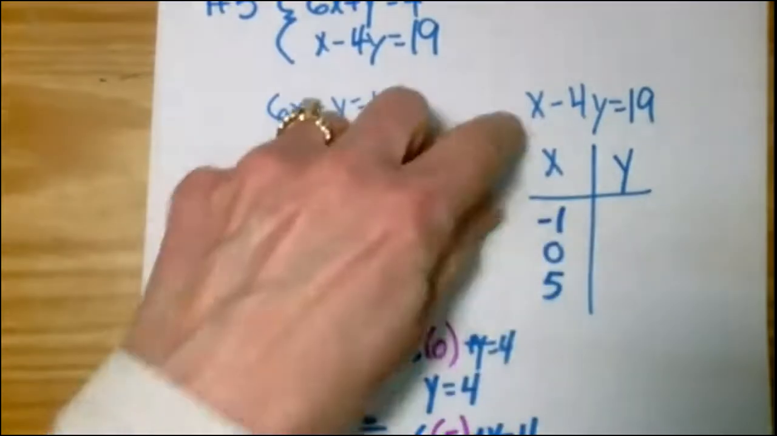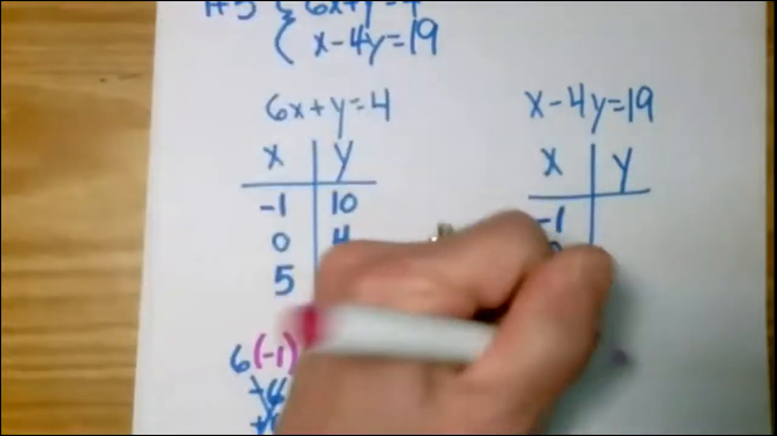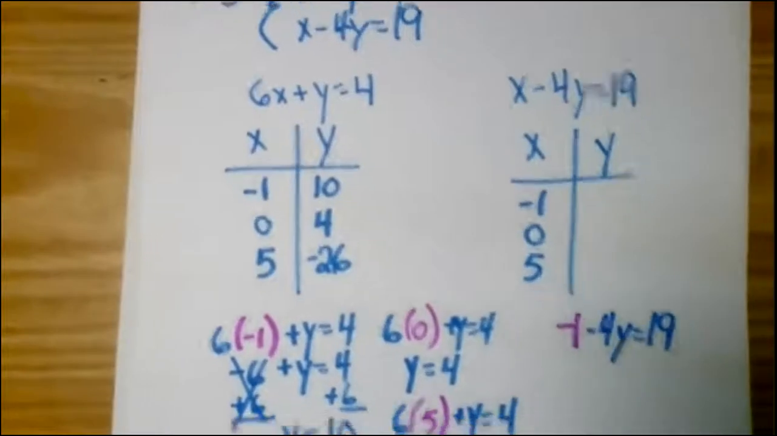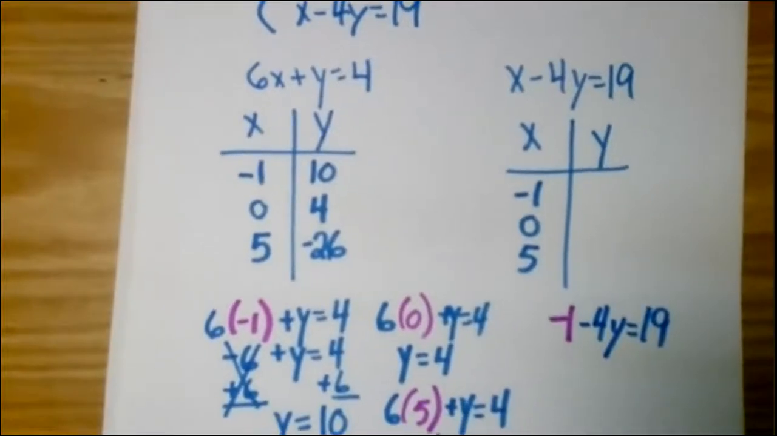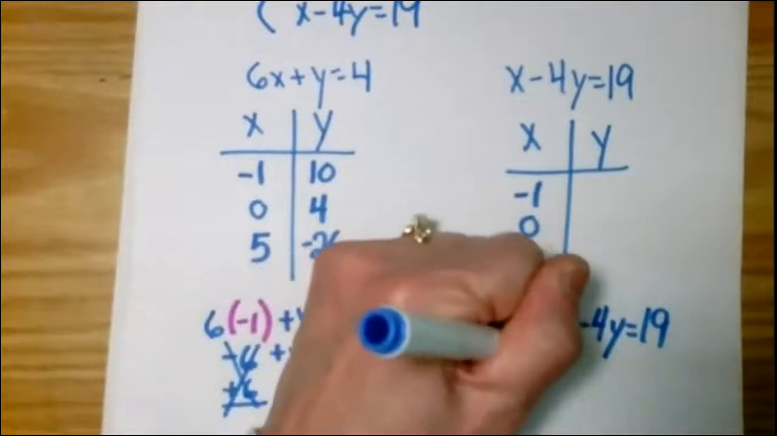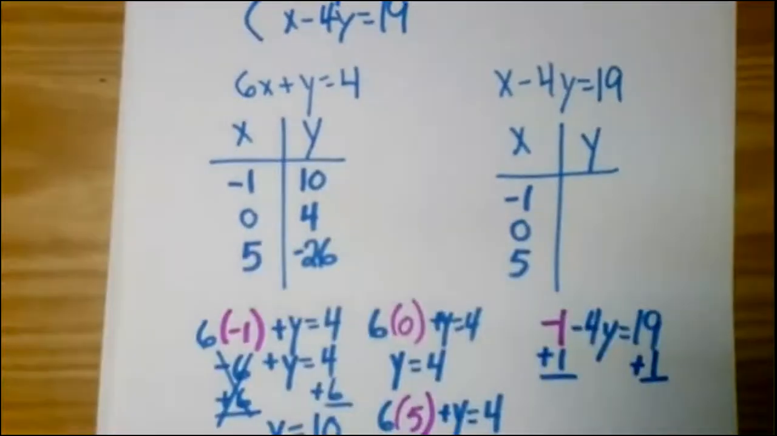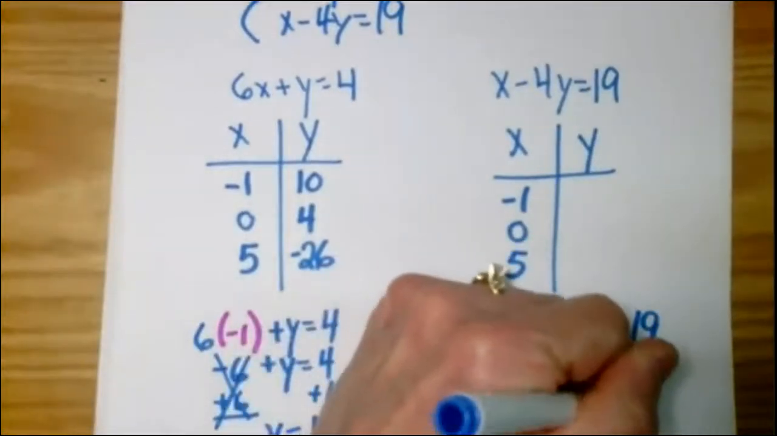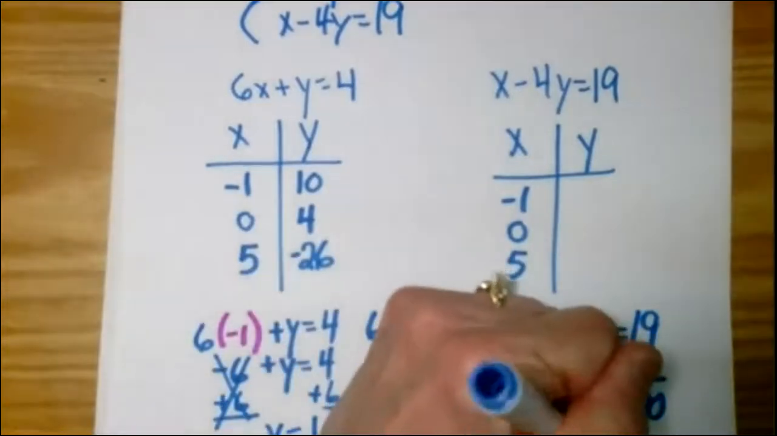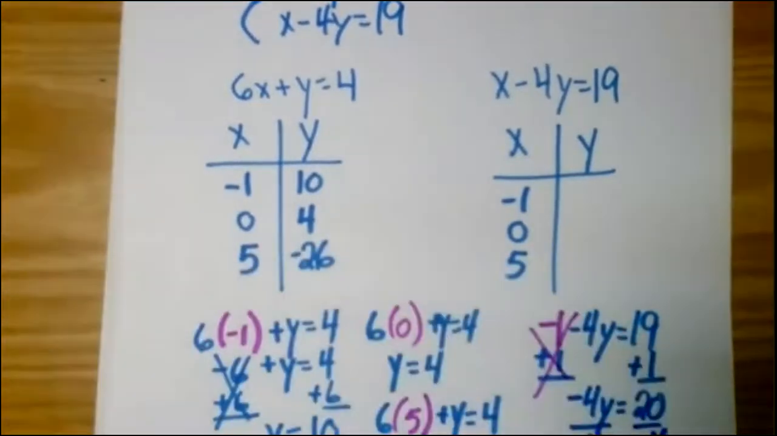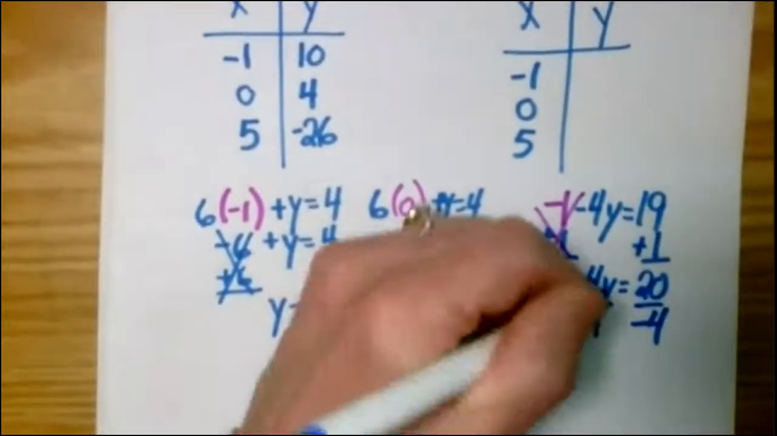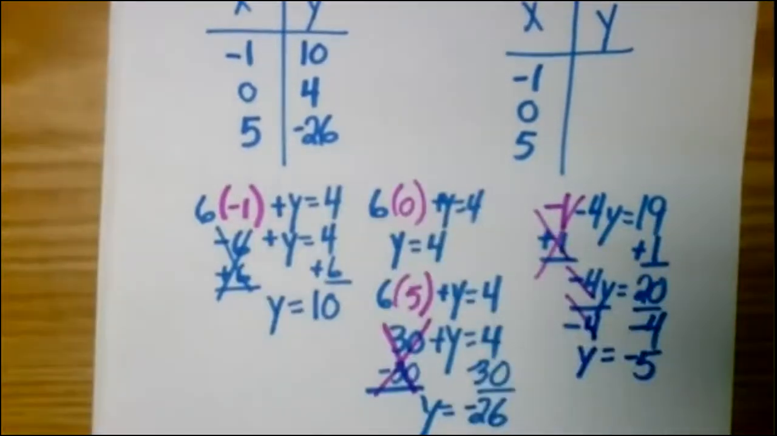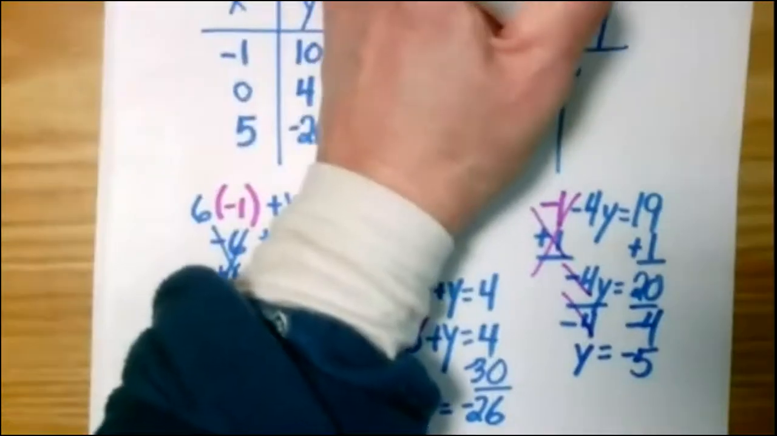So we have negative 1 for x: negative 1 minus 4y equals 19. And I'm going to move the negative 1 to the other side by adding a positive 1. These will cross off. I'm left with negative 4y equaling 20. I'm going to divide by negative 4 on both sides. These cross off. I'm left with y equaling negative 5. 20 divided by negative 4 is negative 5. I'm going to put that up here in my chart.